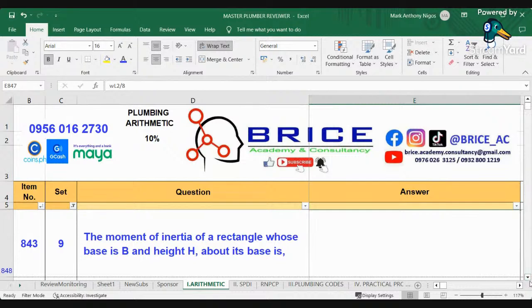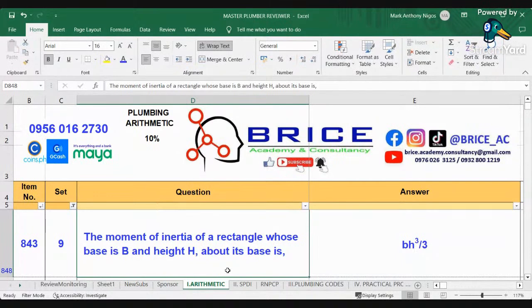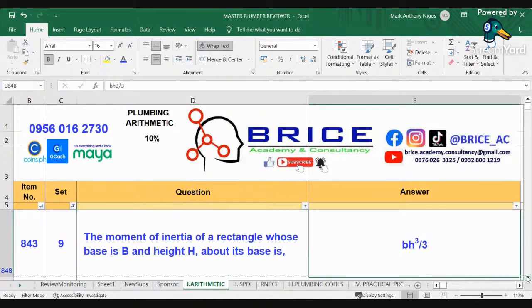843. The moment of inertia of a rectangle whose base is b and height is h about its base is what? The answer is bh cubed over 3. The moment of inertia of a rectangle whose base is b and height h about its base is bh cubed over 3.